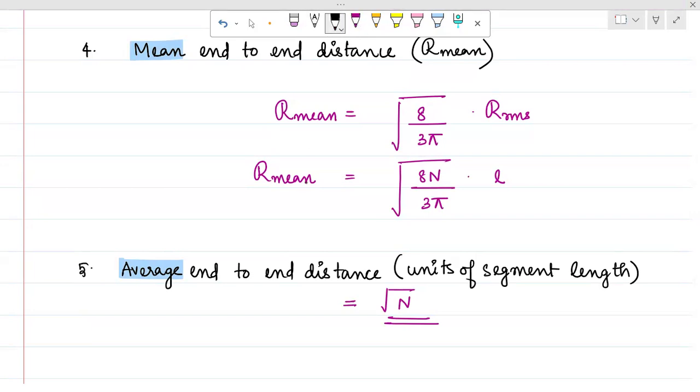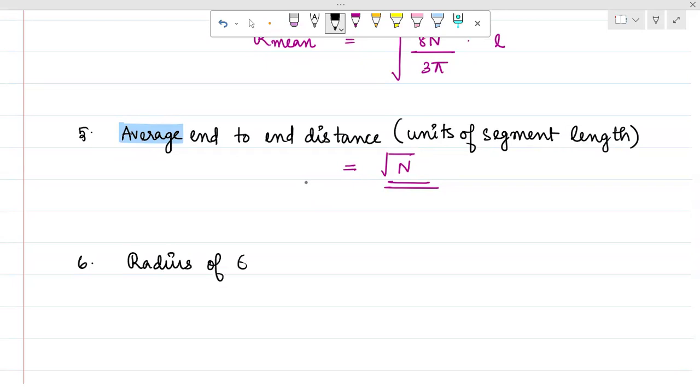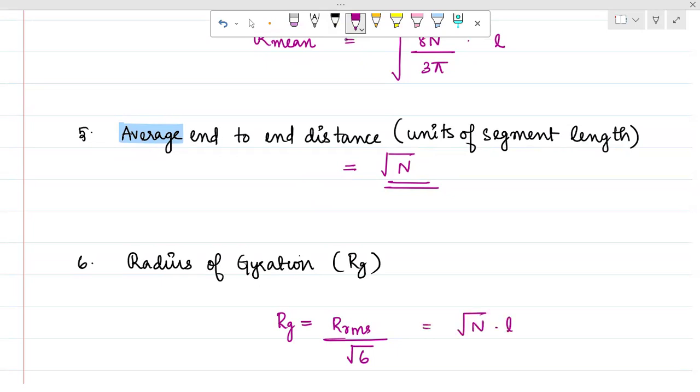All right. Now, the last parameter is radius of gyration. Radius of gyration, notated by RG. The derivations and all are not required. You need only the formula. It is the root mean square length divided by root 6, or root N into L divided by root 6. This is radius of gyration.